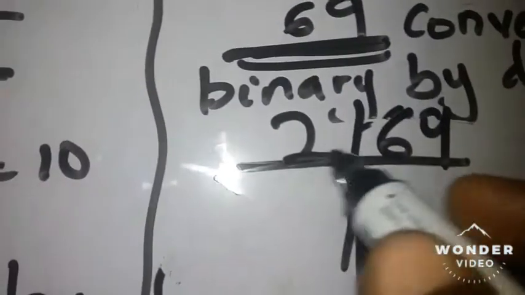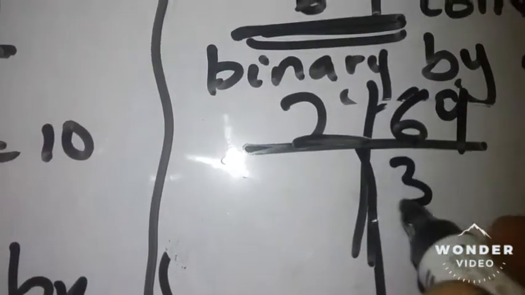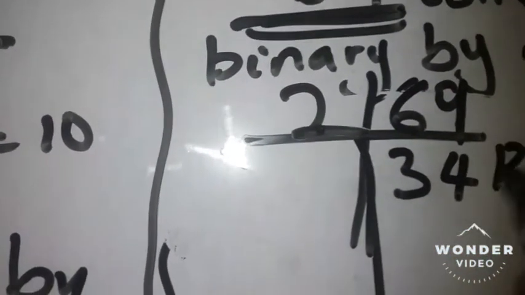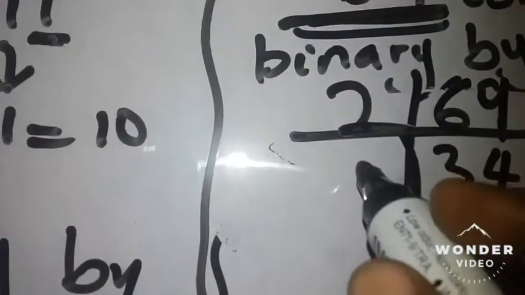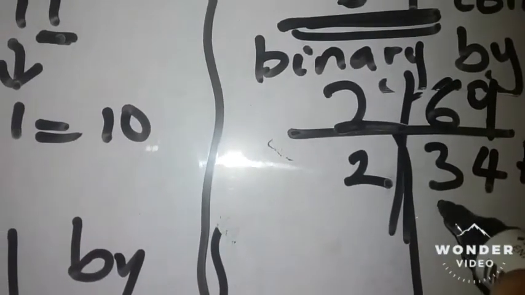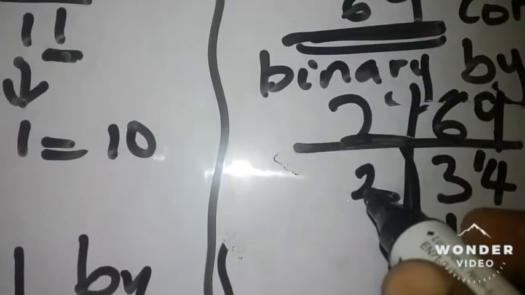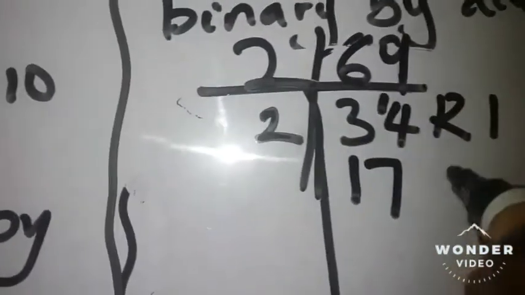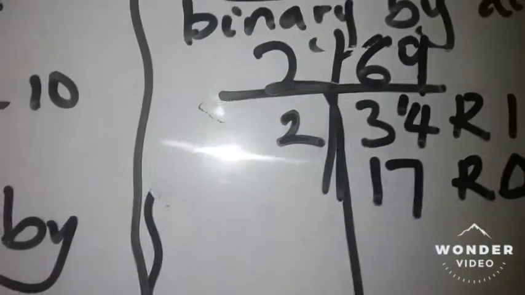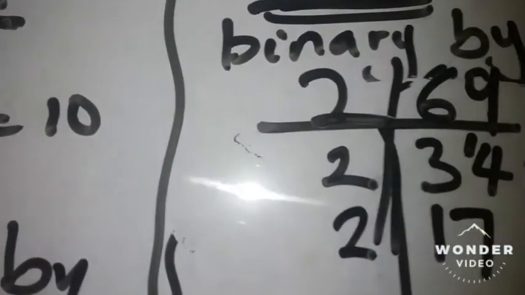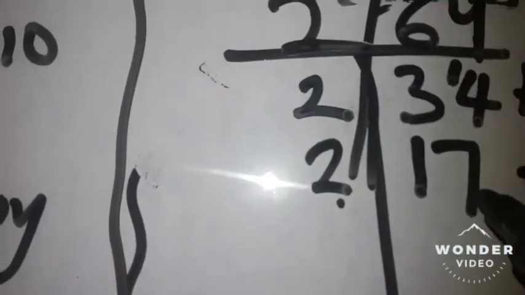So how many times 2 will go in 6? That is 3. How many times 2 will go in 9? That is 4. Remainder 1. How many times 2 will go in 3? That is 1. Remainder 1. You add it to this, that is 14. How many times 2 will go in 14? That is 7. Remainder is 0. Doesn't remain anything. So we divide again. How many times 2 will go in 17? That is 8 times. Remainder 1.